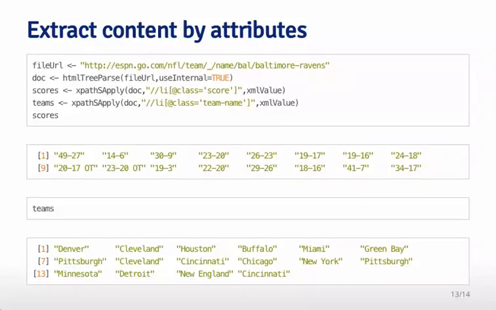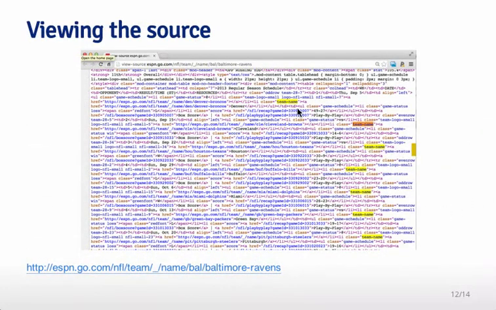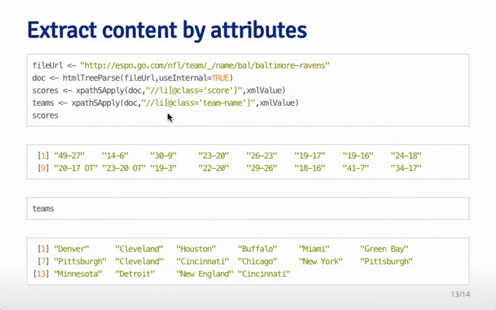So the way this works is you go to the website and you find the tag and any attributes that you want to extract, and then you need to write them into this XPath language to extract only the data for those specific elements with XPath sapply. So if I do this, I end up with the scores for each of the games and the team. So I've scraped information directly from that website using R.